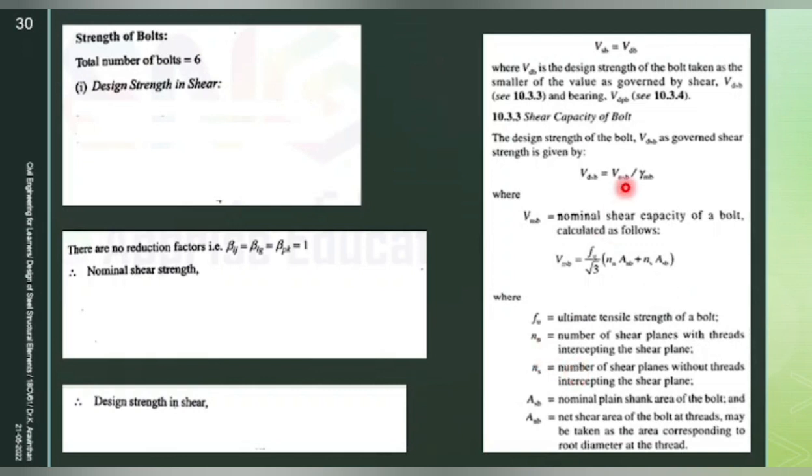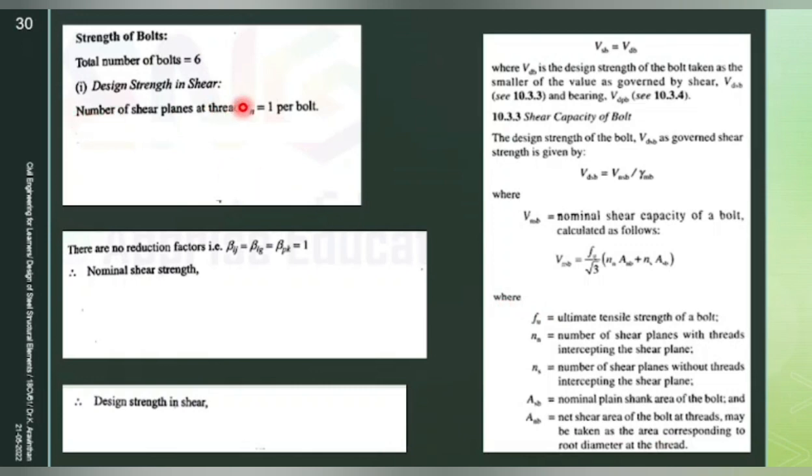Here n_s is the number of shear planes without threads intercepting the shear plane, and n_n is the number of shear planes with threads intercepting the shear plane. A_nb is the nominal plain shank area of the bolt, and A_sb is the net shear area of the bolt at the thread, which may be taken as corresponding to the root diameter, the thread diameter. Okay, what is n_n?